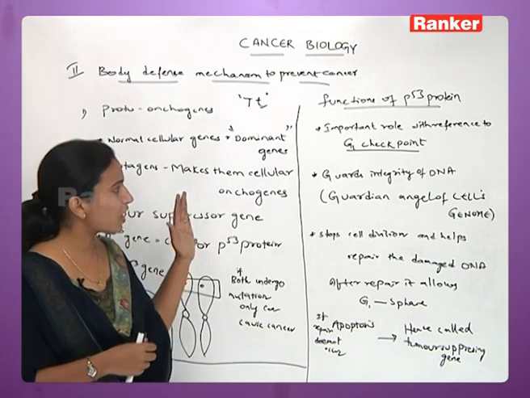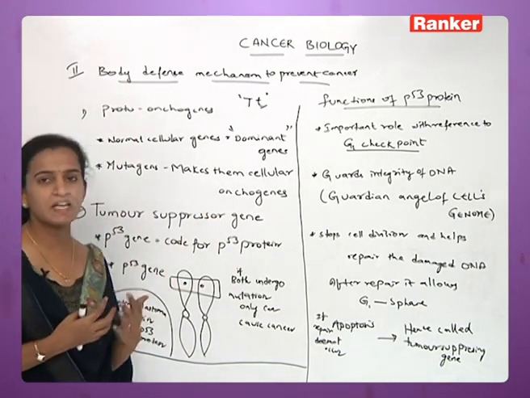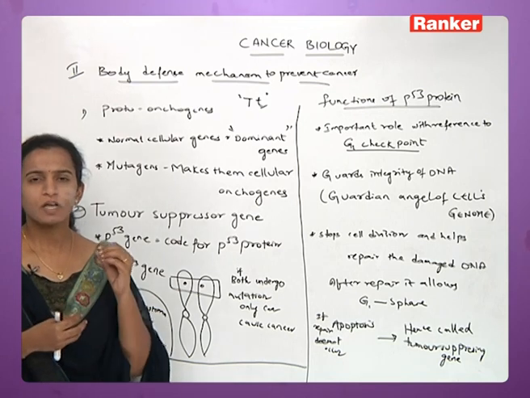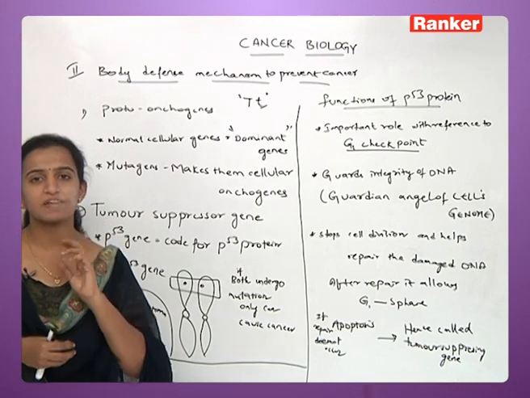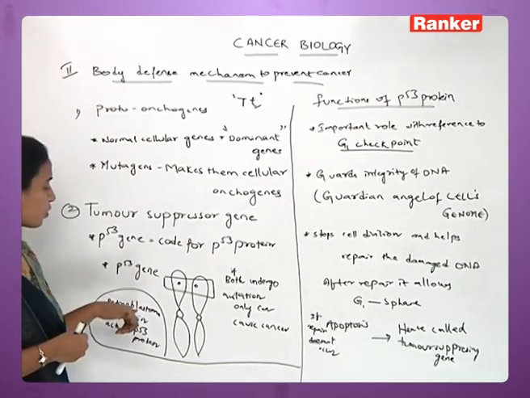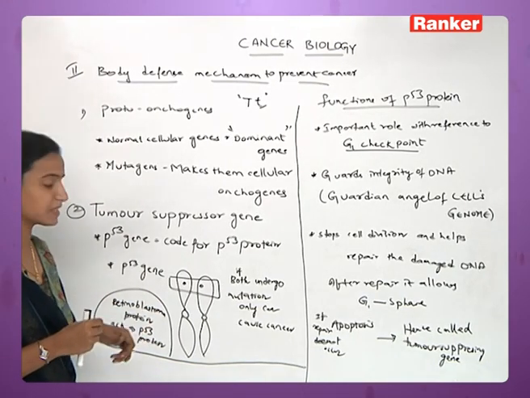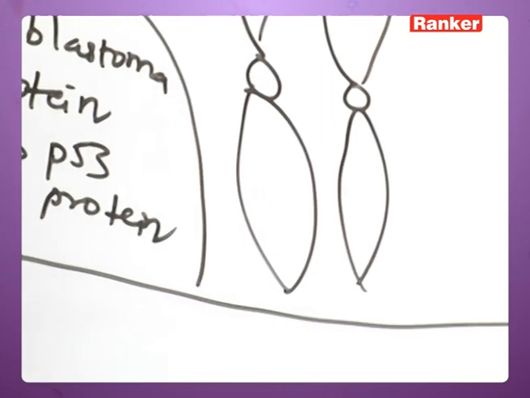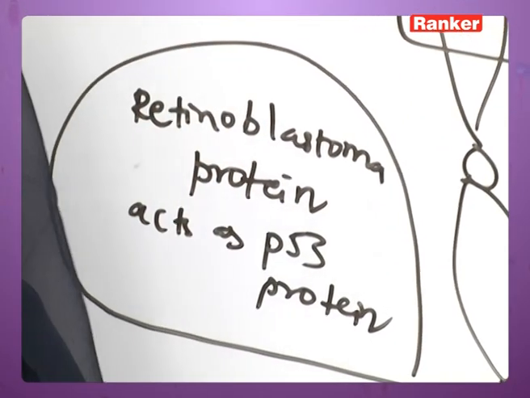So you can see one kind of defense mechanism is the P53 protein. But it is not enough for the whole body, so you need to have another compound present there. Here you can see the retinoblastoma protein. There is retinoblastoma protein present in our body. There is another protein or gene called retinoblastoma protein.